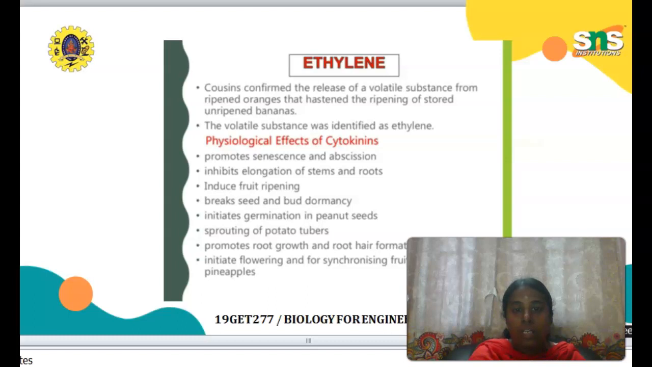Ethylene. Cousins confirmed the release of a volatile substance from ripened oranges that hastened the ripening of stored and unripened bananas. The volatile substance was identified as ethylene. Effects: promotes senescence and abscission, inhibits elongation of stems and roots, induces fruit ripening, breaks seed and bud dormancy, initiates germination in peanut seeds, sprouting of potato tubers, promotes root growth and root hair formation, and initiates flowering and synchronizes fruit set in pineapples.